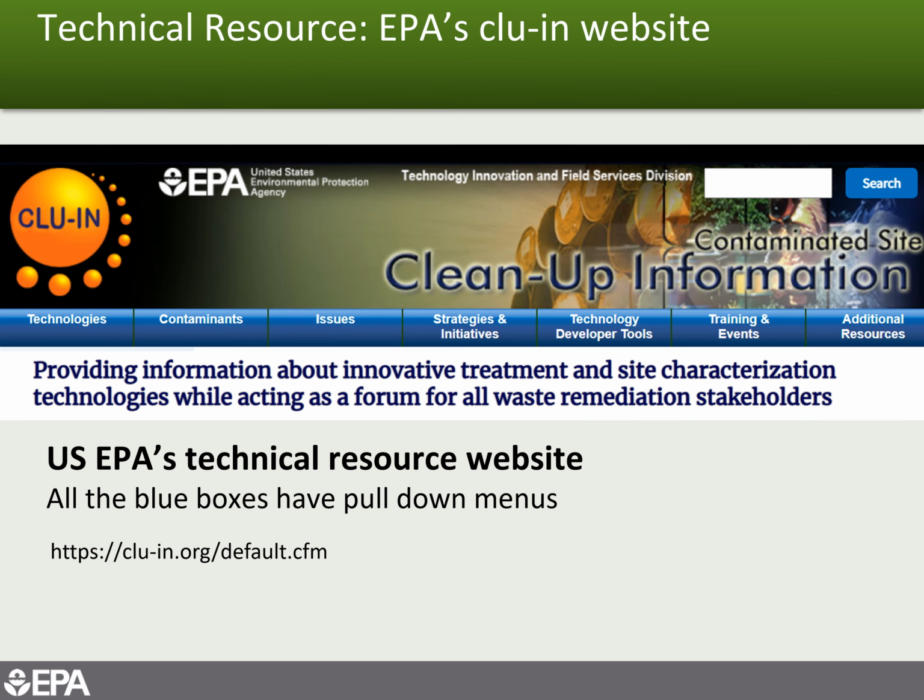The first one that I think is a technical resource for folks anywhere in the world is our EPA's Clu-In website. This is technical information about innovative treatments and characterization technologies. You can see all these blue boxes across the middle of the screen. Those all have pull-down menus, and you can find out about all sorts of contaminants, the strategies that we've got going, or the various training events. So I encourage you to go into this website.